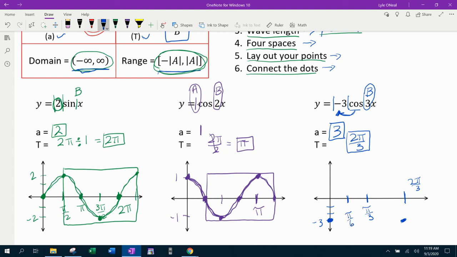Well, that would be pi over 6. Half of a third is a sixth. And so now I know that each one of these little spaces is a sixth, okay? So if I want to count, that would be 1/6. 1/6, 2/6 reduces to pi over 3. And then this would be 3/6, which would be pi over 2.